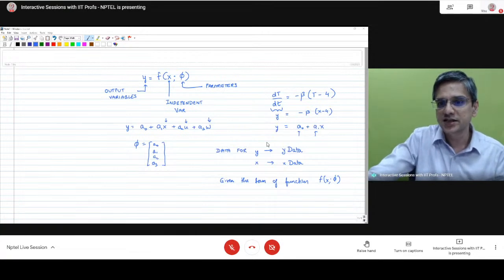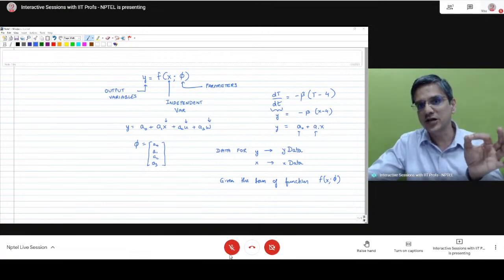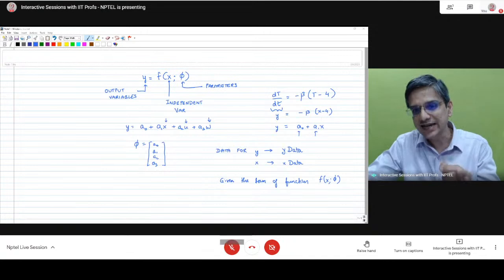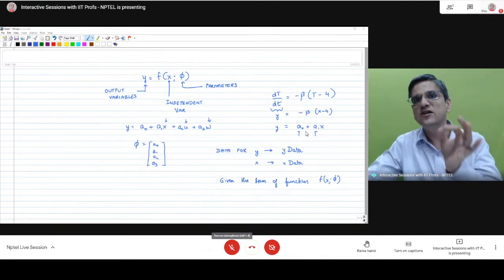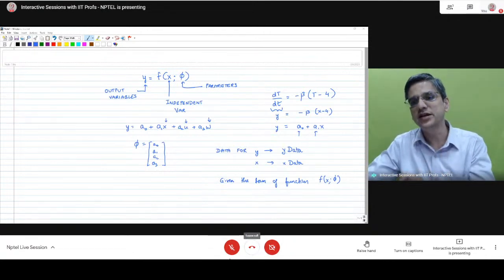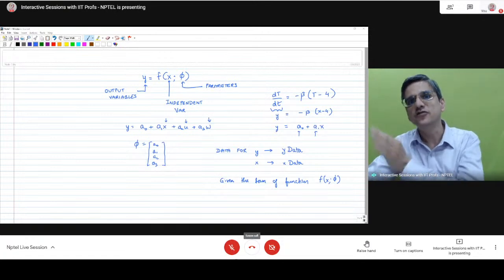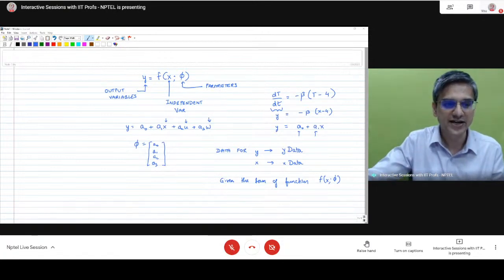That's the idea. So the first input argument is the function. The second input argument is phi. The third input argument is X data. The fourth input argument is Y data. So that is what it is.